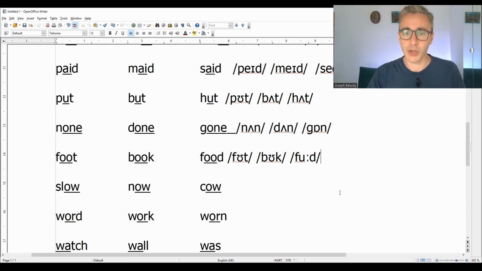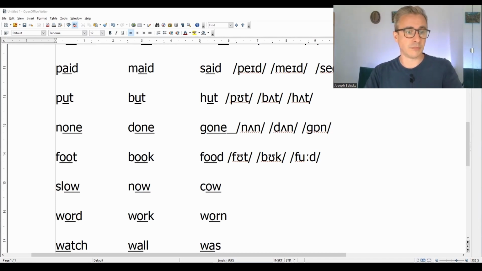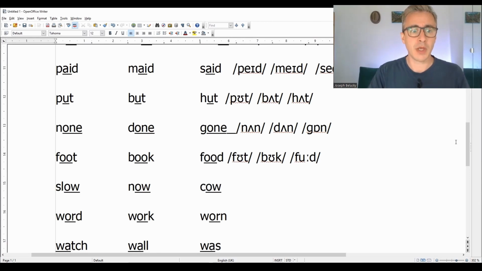So this is the OW, and here the W acts as a vowel. It's not acting as a consonant sound. So say these out to yourself and which one is the odd one out. Okay, so have you worked it out? Let's go through them. Slow, now, cow. Slow, now, cow. So which was it? They are very, very similar.